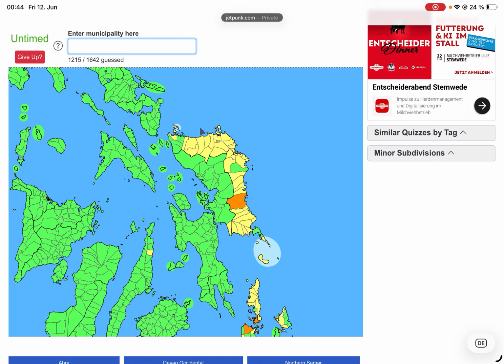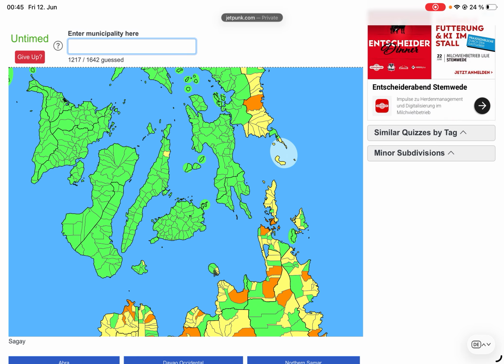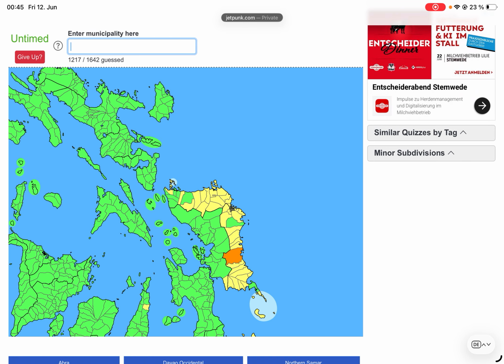So the capital of northern Samar is actually not even a component city. It's this one right here called Katarman. Not to be confused with Katarman in Kamigin Island. You also have Katarman right here, but that's of course different. So we have Katarman, we have Lope de Vega, we have Bobon. The one we are missing here is Lavesares.